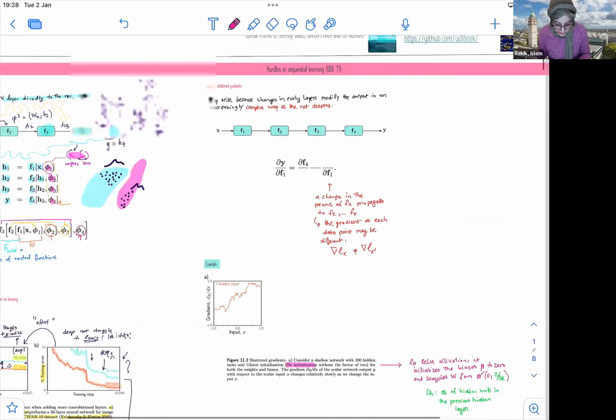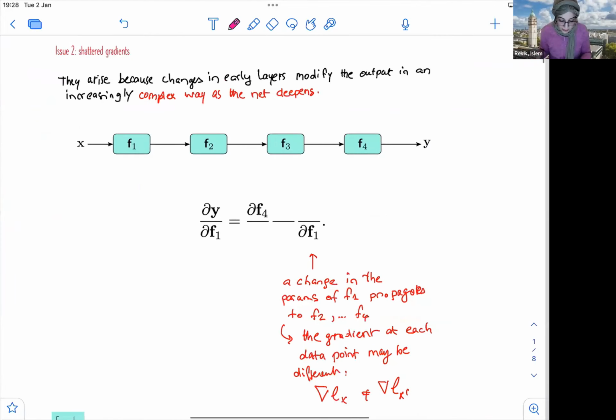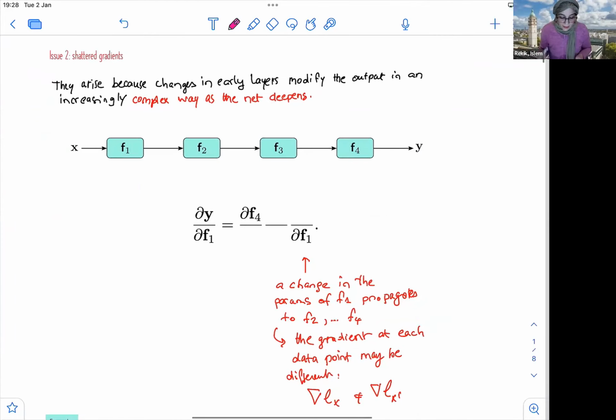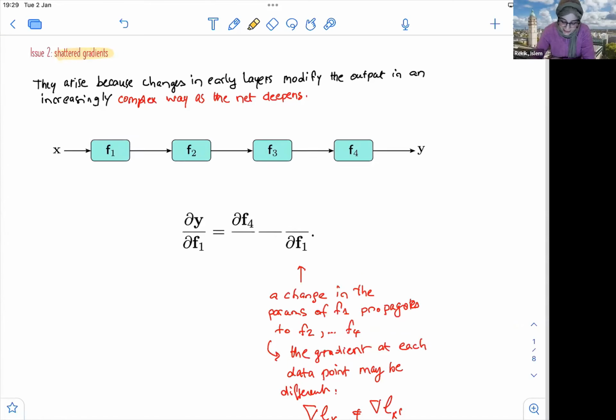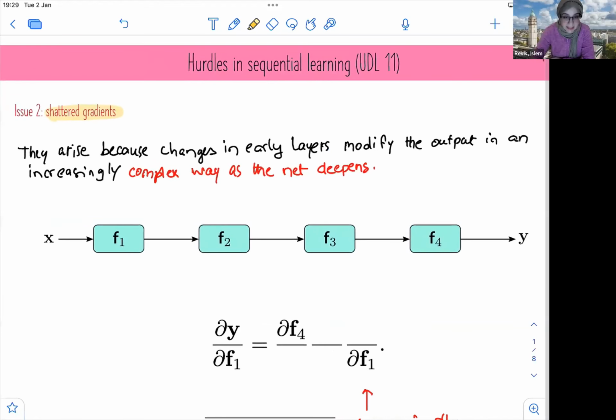Now let's look at the second problem. So we're gonna go deeper into this issue. The second issue is that it's not just the depth. So the depth is a problem. We have another issue that arises, which is the issue of shattered gradients. Okay, so everything is shattered. So let's see what shattered gradients actually means.